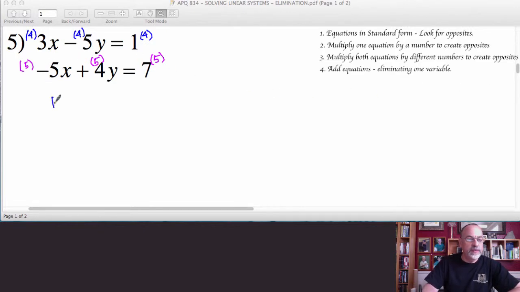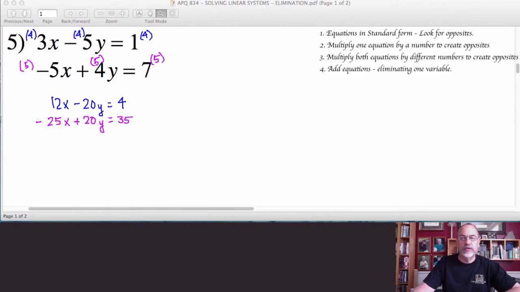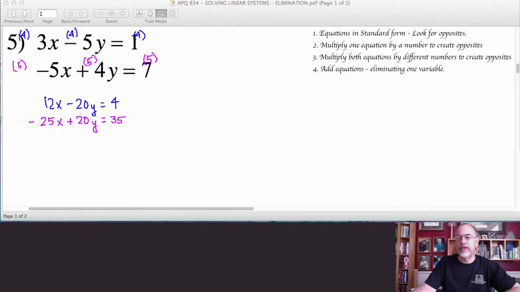So we'll go ahead then and multiply this first equation. So we have 4 times 3, which is 12x. Negative 5 times 4 is negative 20. And then 4 times 1 is a 4. And then the second equation, 5 times negative 5 is negative 25. 5 times 4 is a positive 20. There are my opposites. And then 5 times 7 is 35. So I now have my two equations that have the opposite coefficients.